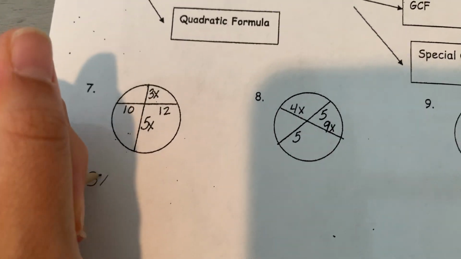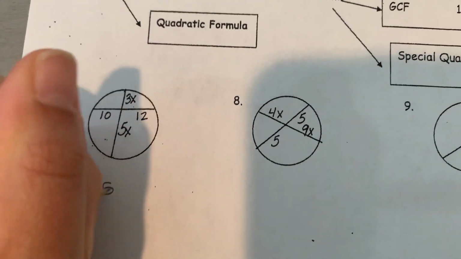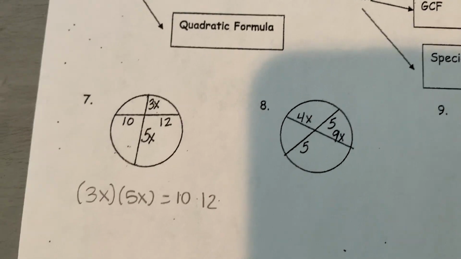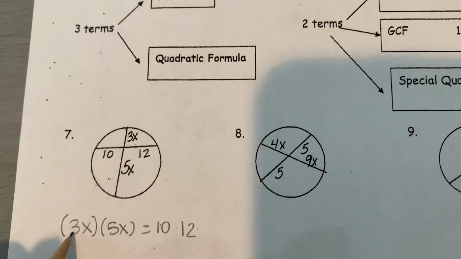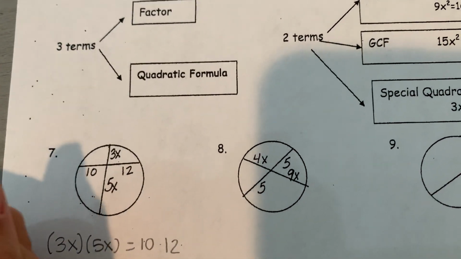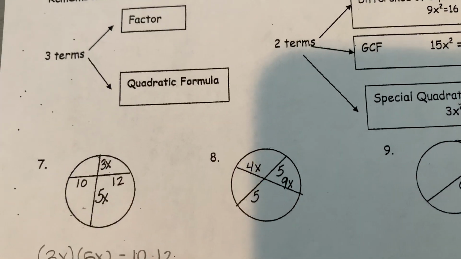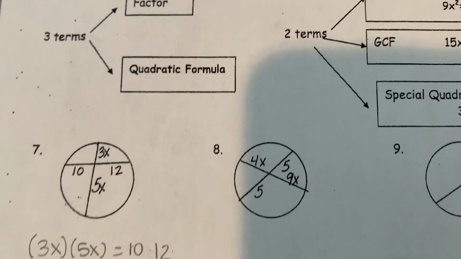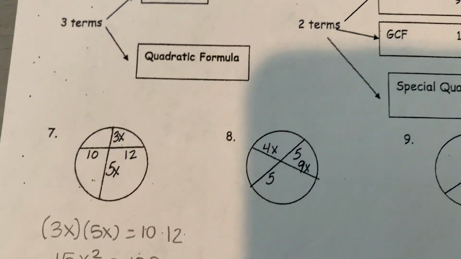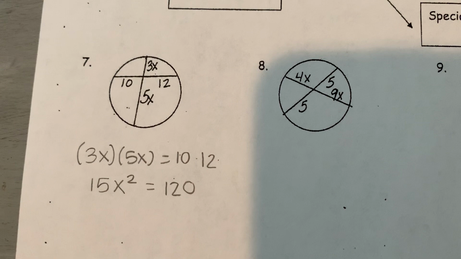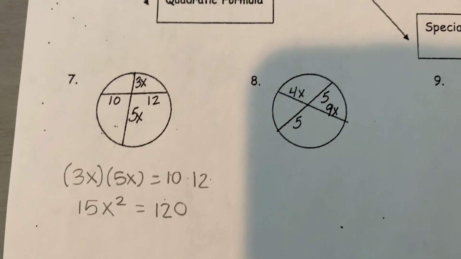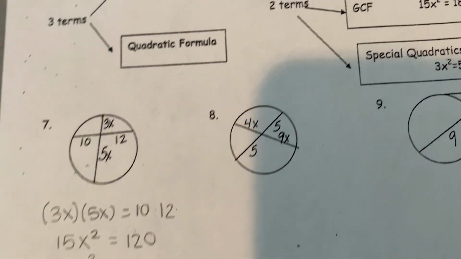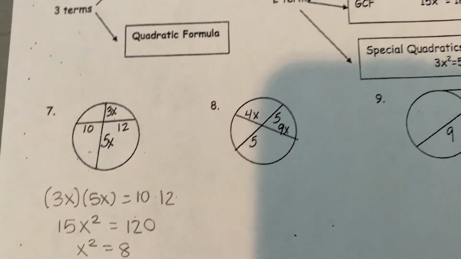So I know that if I multiply 3x and 5x, that should equal 10 times 12 because that's 2 chords that are intersecting. That's case 1 on the front. 3x times 5x is 15x squared. 10 times 12 is 120, okay? I can divide, you're just going to solve this like you normally would. I'm going to divide 120 by 15 to get that x squared by itself. I get x squared is equal to 8, okay?